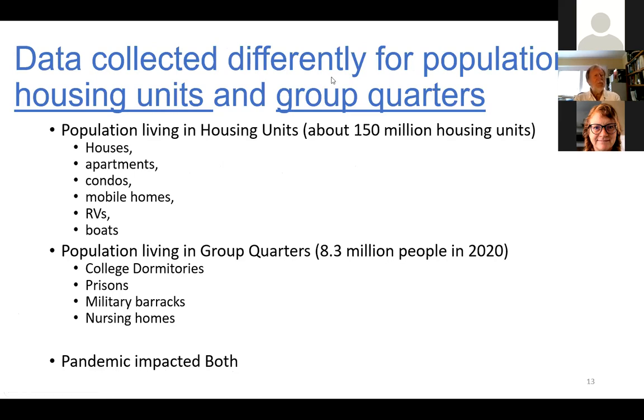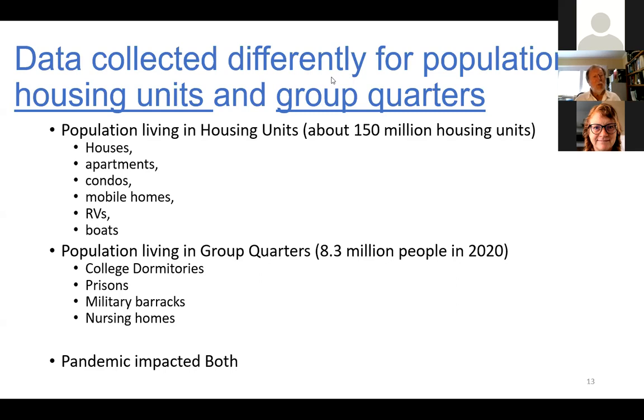Well, this is a little different. There are two kinds of places people live, or, let's put it this way, the Bureau separates where people live into two kinds of units. One is called housing units. Those are the ones first listed there: houses, apartments, condos, and so on. There's probably a couple of others I can think of, tents maybe.